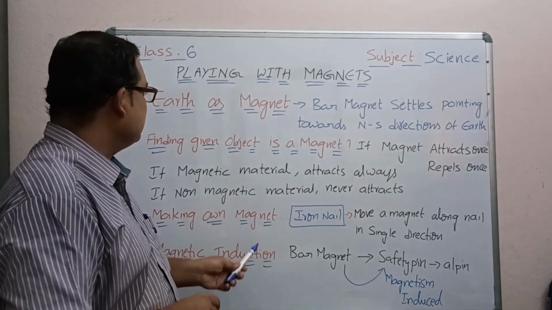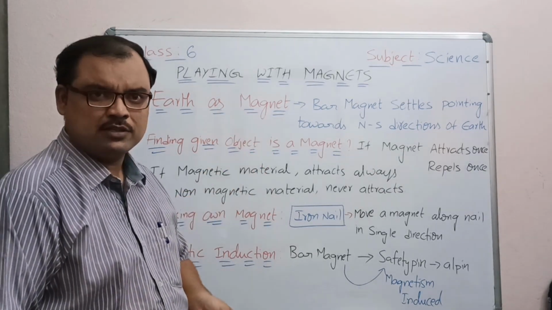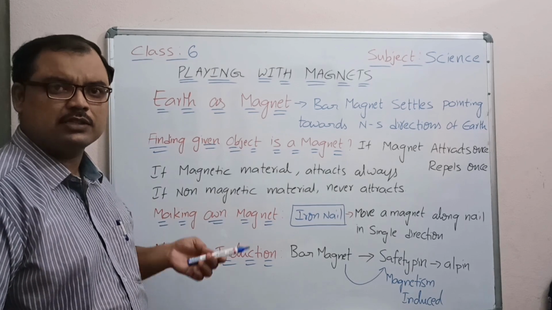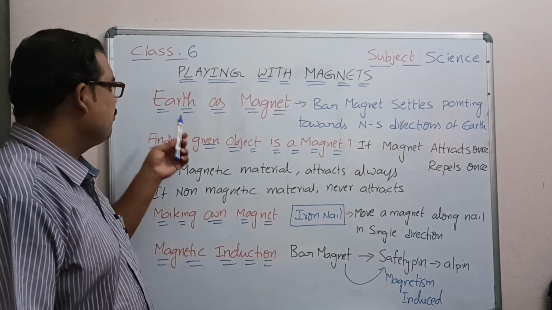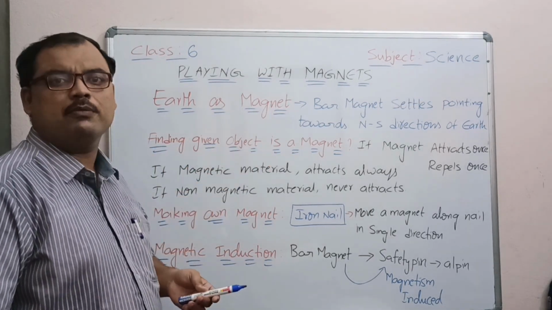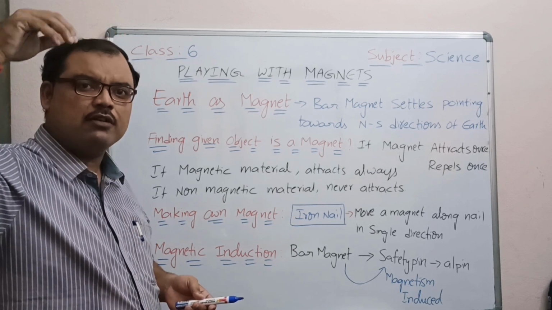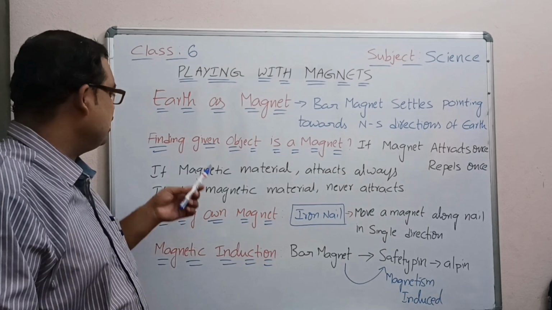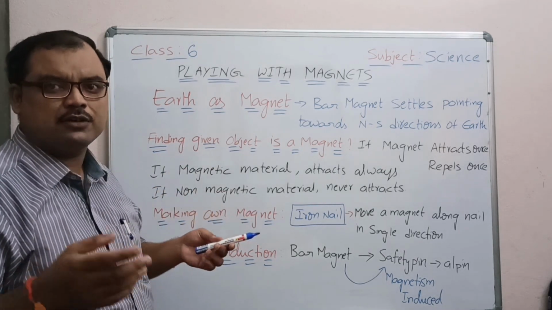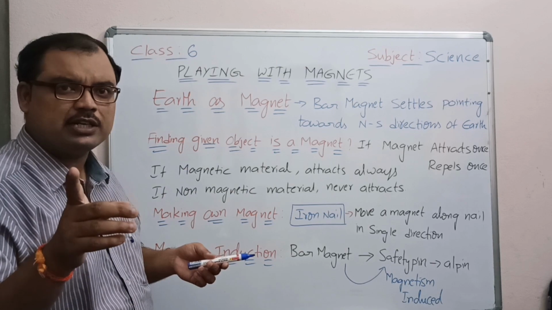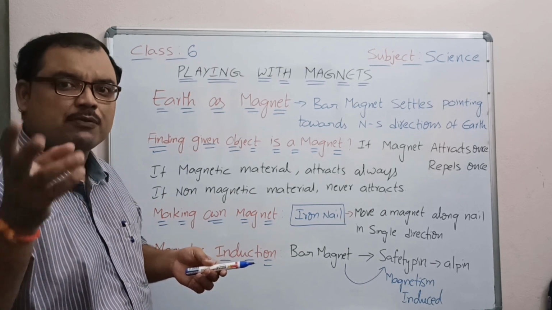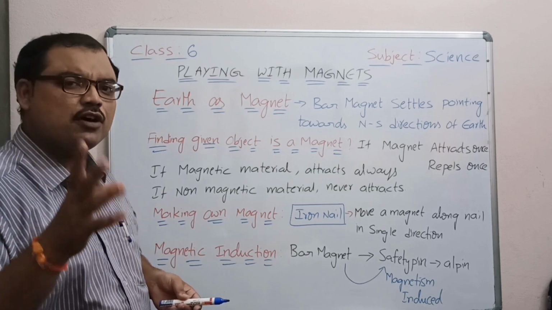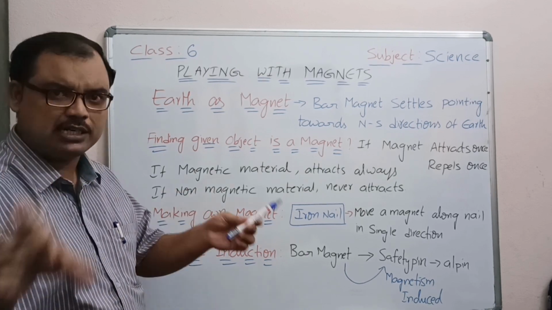So we discussed here earth as a magnet and the bar magnet when it is freely hanged. The conclusions of the lesson are: we proved earth is a magnet. When a bar magnet is freely hanged, it always points towards the north and south directions of earth. And for finding whether a given object is a magnet or not: if it is a magnet, it will be attracted once and repelled once. If it is a magnetic material, it will always be attracted. And if it is a non-magnetic material, it will never be attracted.